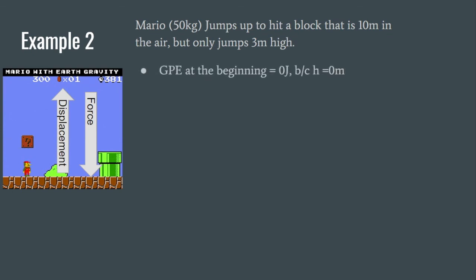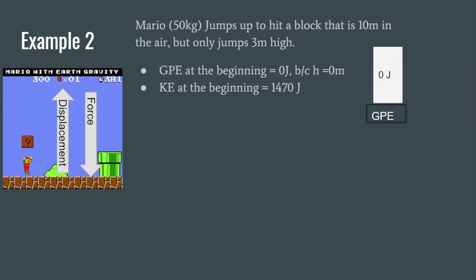Well, the GPE at the beginning of this problem is going to be 0 joules, because we're going to say that the beginning is when Mario's on the ground and his height is 0 meters. So KE at the beginning is 1,470 joules. Some of you might be asking, Mr. Weiss, how'd you figure that out? Well, I'll show you in just a few minutes.